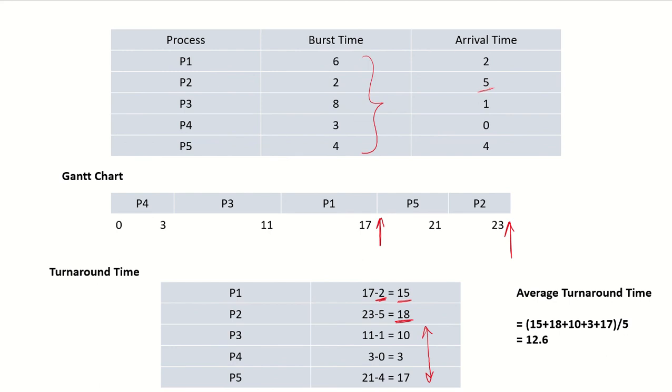Now when we compute the average turnaround time, it will be 15 plus 18 plus 10 plus 3 plus 17. We take the turnaround time for all the processes divided by the number of processes and we get the average turnaround time. This is assuming that the processes are arriving at this time and finishing after this burst time, because turnaround time means when the process has terminated.